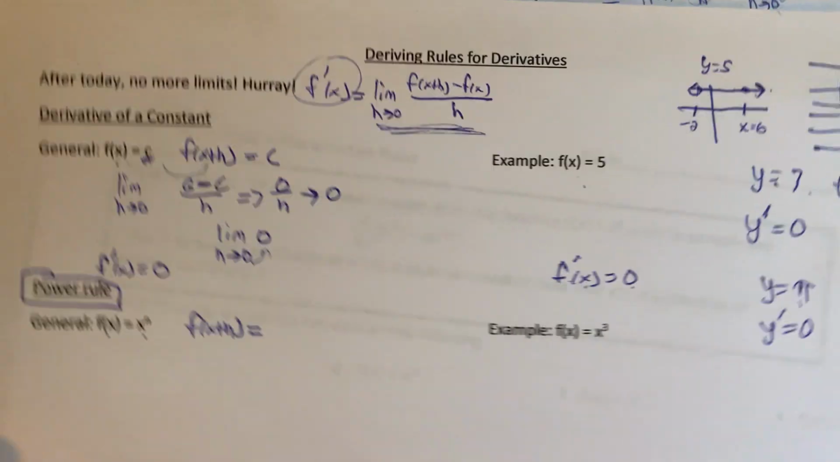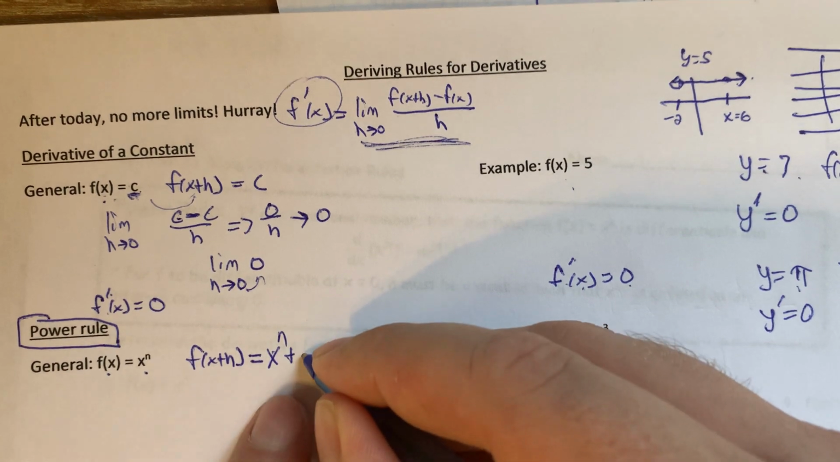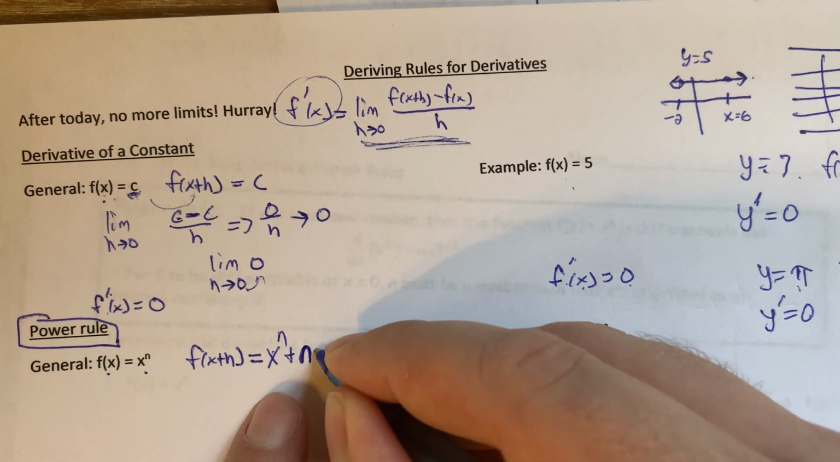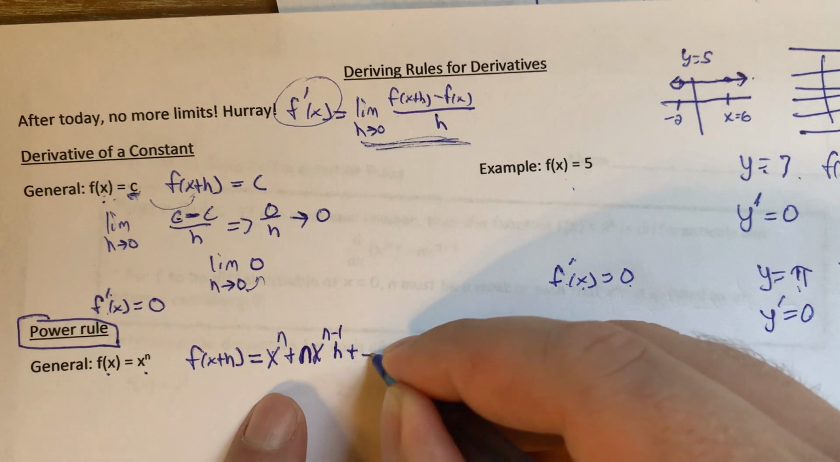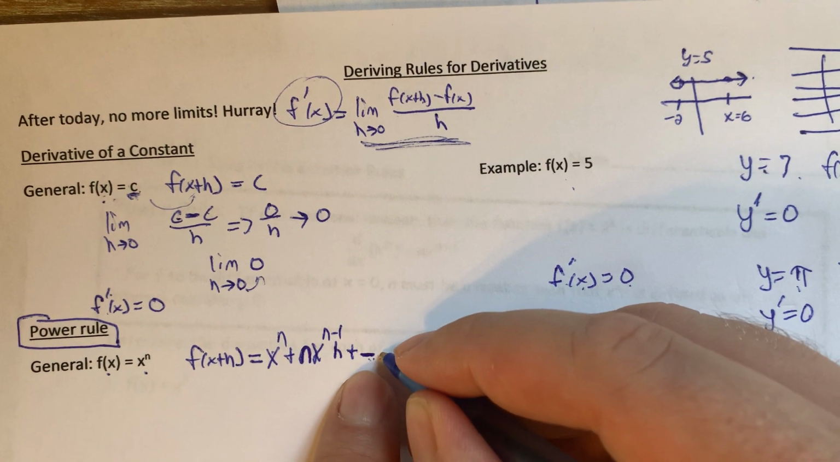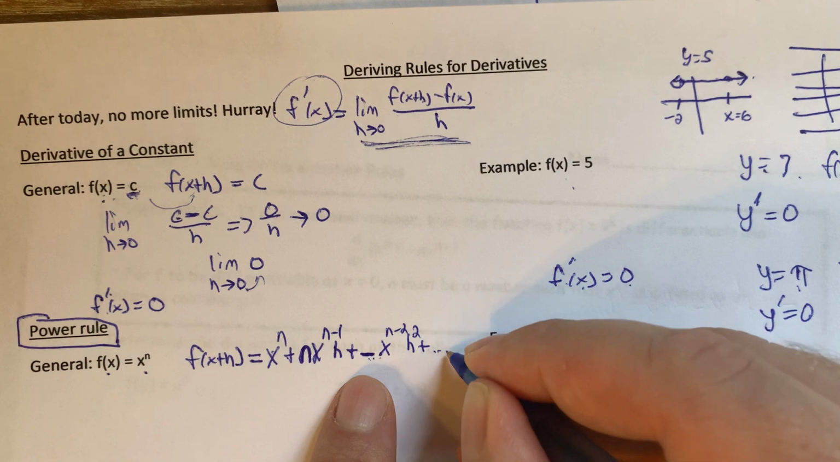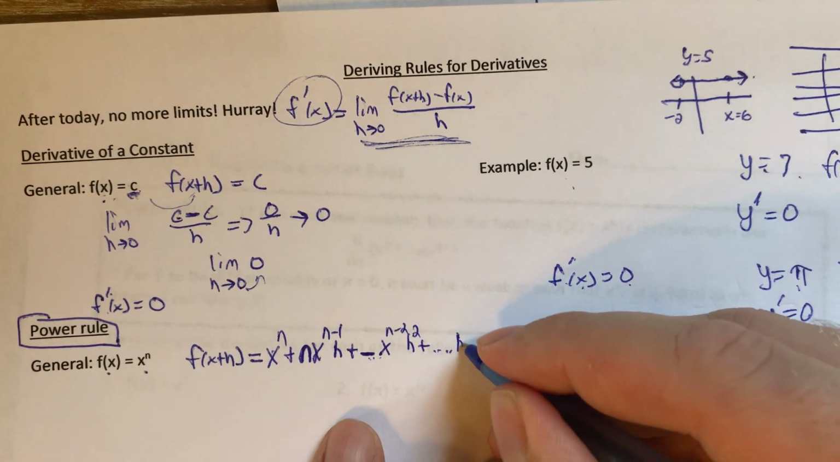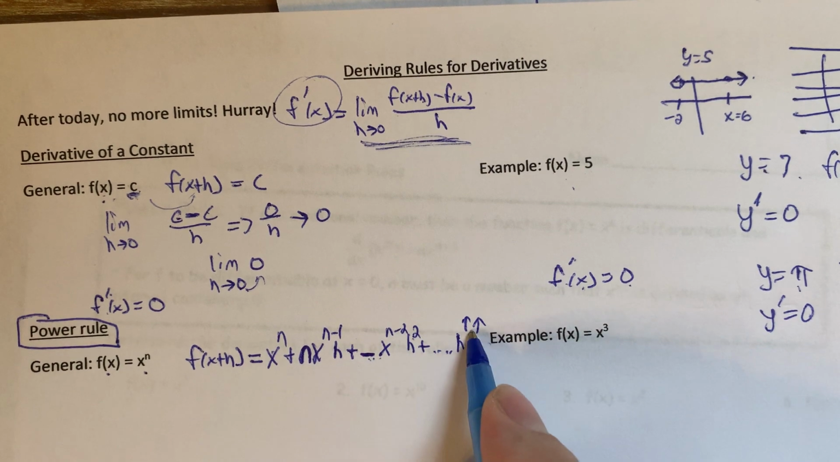I am going to put here that this is x to the n, plus we said this coefficient would be n, x to the n minus 1 times h, plus, I'm going to leave this coefficient blank because I'm going to tell you it doesn't matter, and you'll see why in a second, times x to the n minus 2 h squared, plus dot, dot, dot, where the powers of h keep going up and up each time. So it's h squared, h cubed.